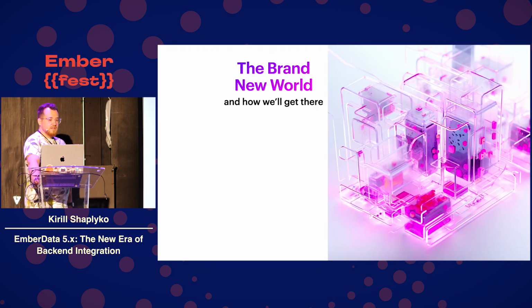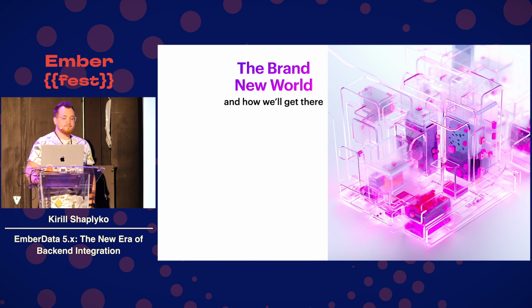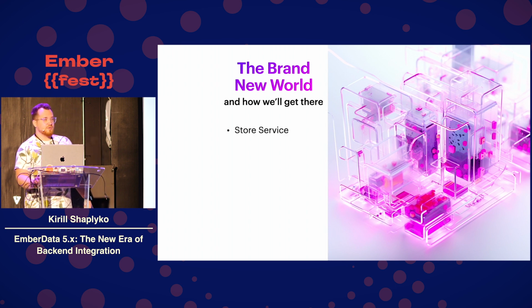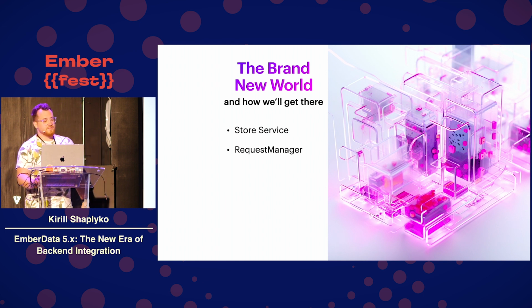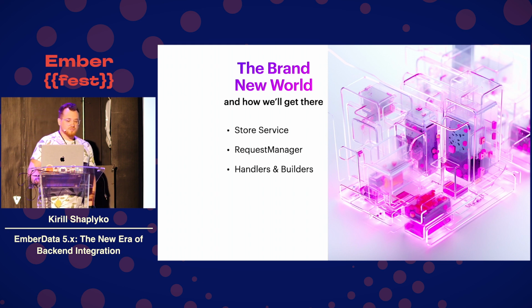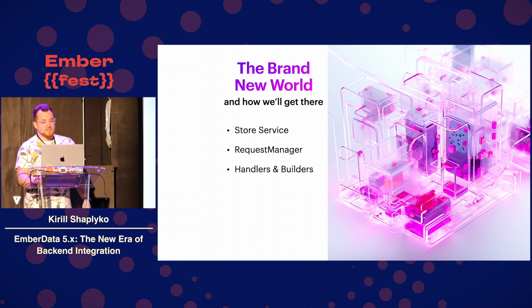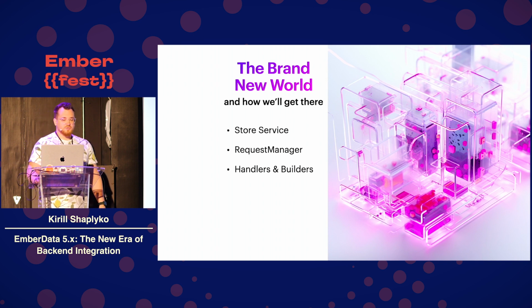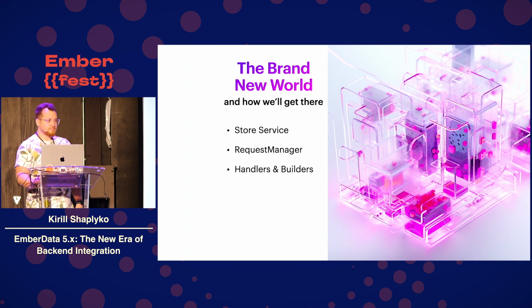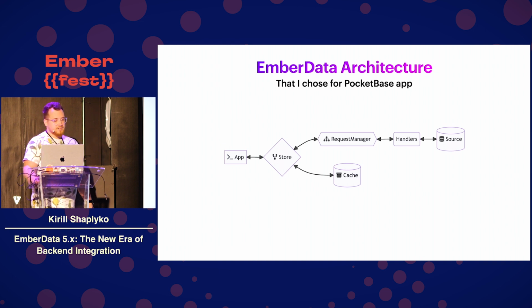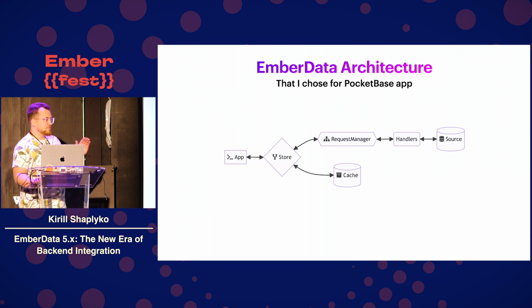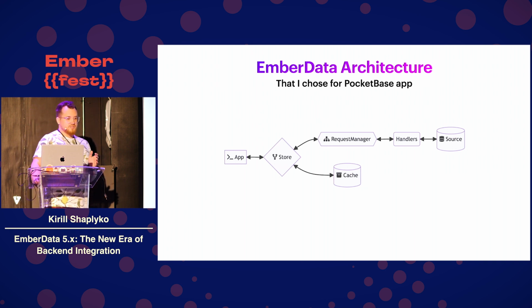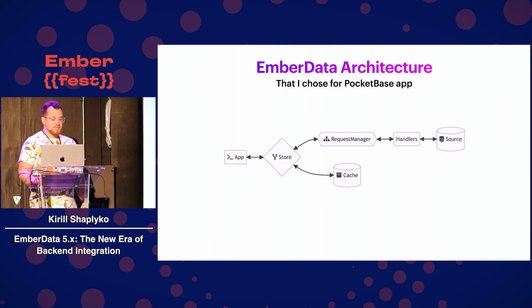So let's take a look at what the brand new world has for us and how we get there. First, we would need to define a store service in our application. We would need to configure the request manager. We would need to set the handlers we want to use, and we're going to be using builders to build the proper request in our application. Here is a little diagram of the architecture that we're going to be using. I picked this one because it most resembles what the default EmberData behavior would be.